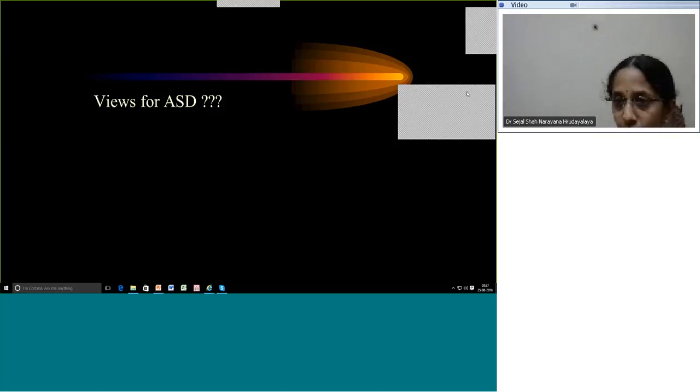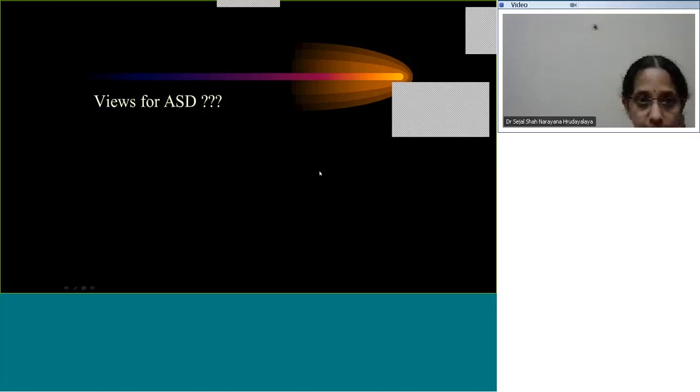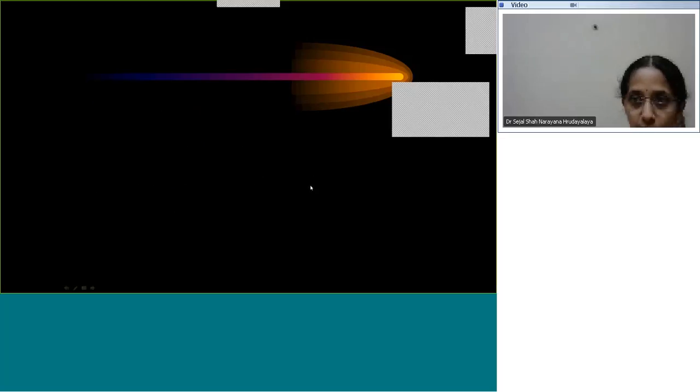Yes, so it's mid-esophageal 0 degrees for the mitral rim and the size of ASD. 30 to 60 degrees brings the short axis of the aorta for the aortic rim, and 70 to 120 is the bicaval. So that's right. So we have the mid-esophageal four-chamber, the aortic valve short axis, and the mid-esophageal bicaval.